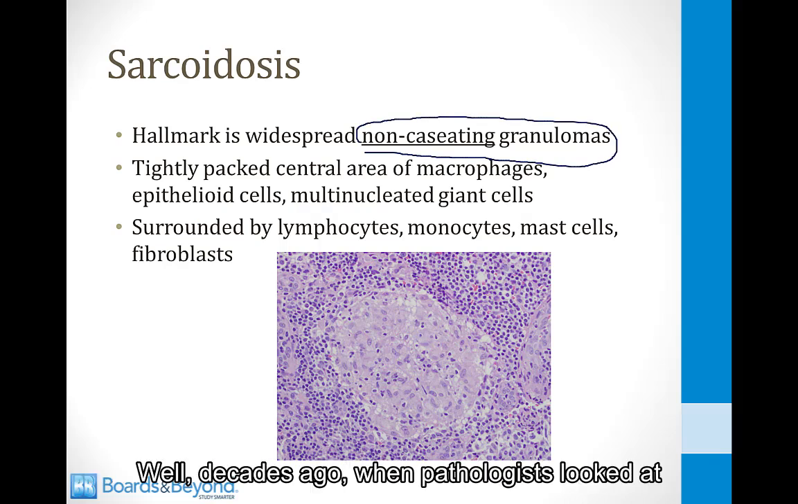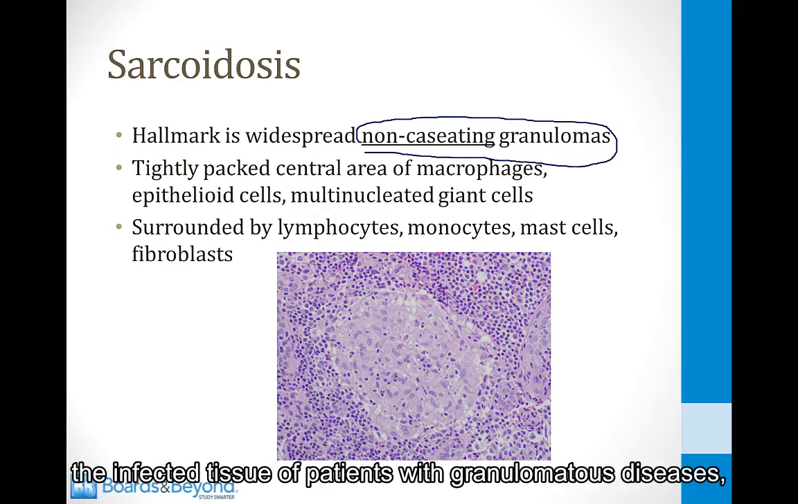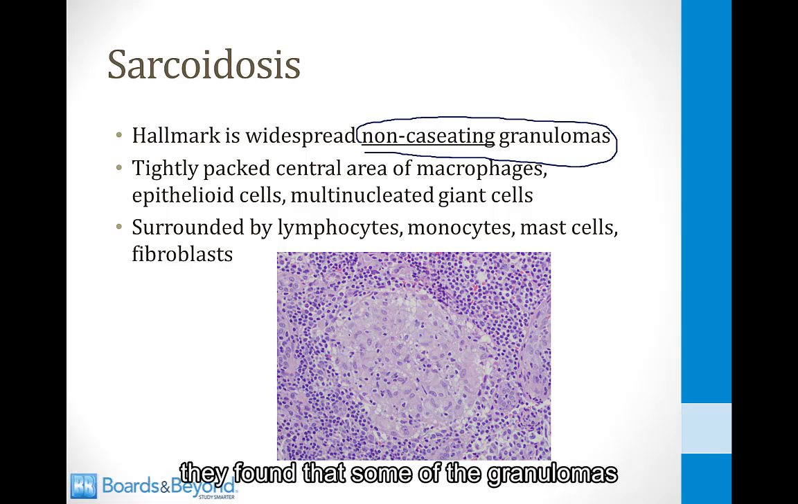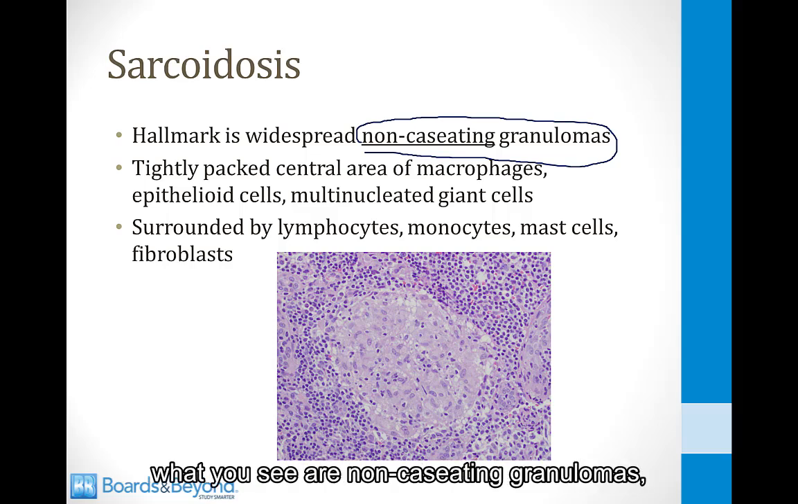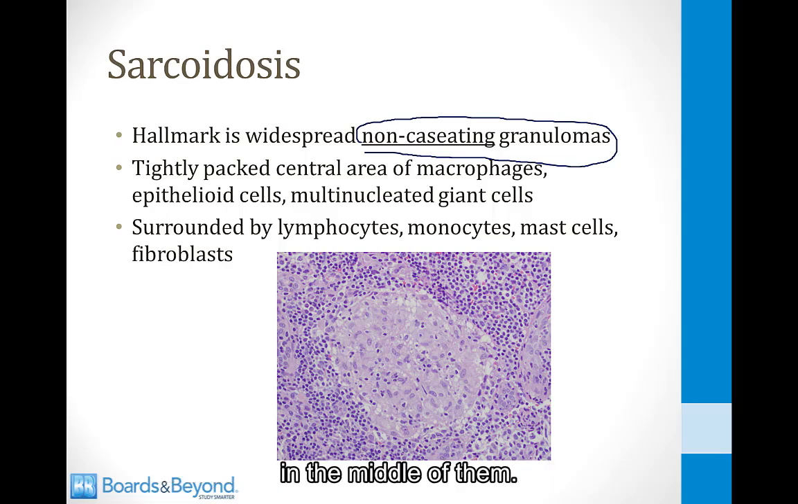Well, decades ago when pathologists looked at the infected tissue of patients with granulomatous diseases, they found that some of the granulomas had this yellowy cheese-like stuff in them, and they called those caseating granulomas. And that's what you see in tuberculosis. In contrast to that, in patients who have sarcoidosis, what you see are non-caseating granulomas. They don't have that cheese-like necrotic tissue in the middle of them.